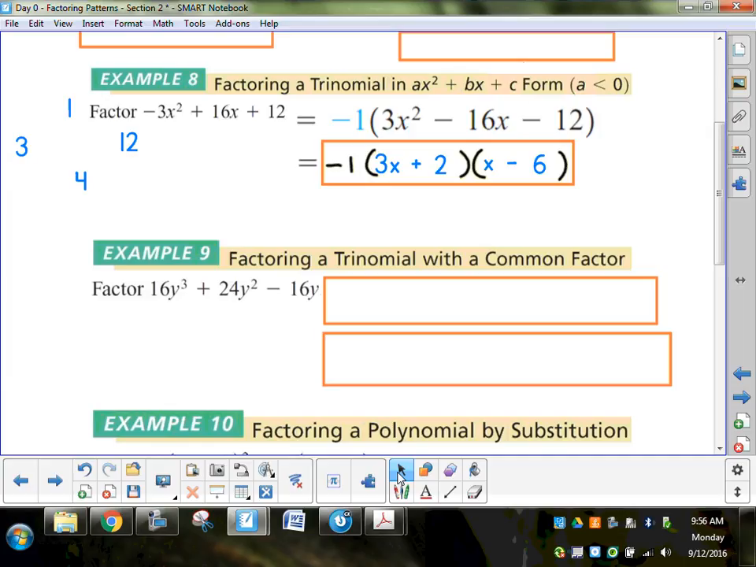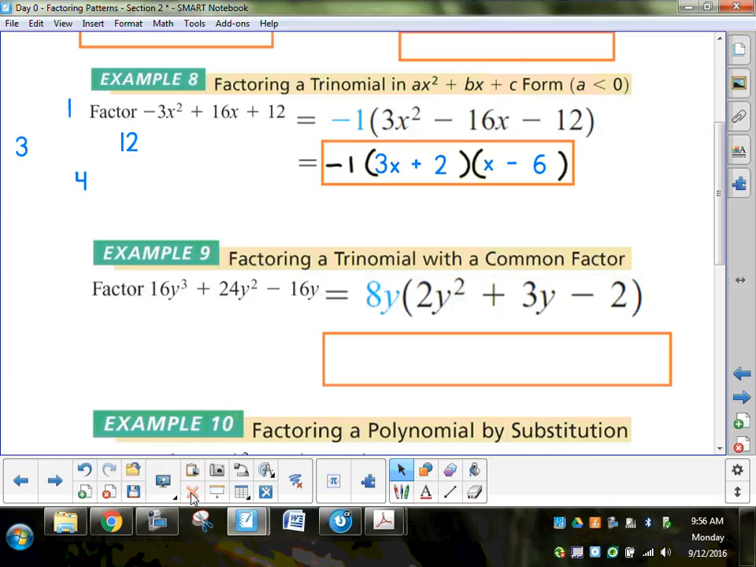So you want to take out an 8. What else can you take out? Good. So looking at what's there, Sam, what would you have after you take out the 8y? Terrific. You all finish out factoring that remaining trinomial, please.